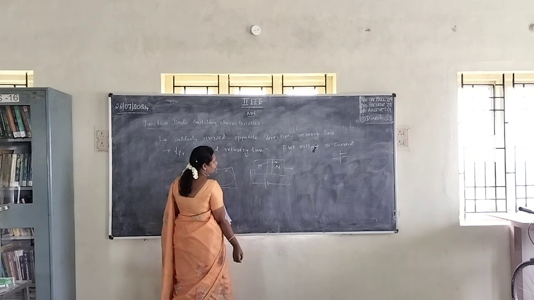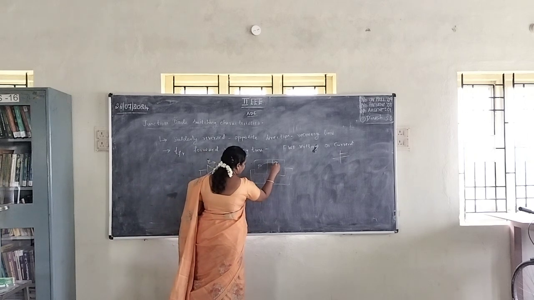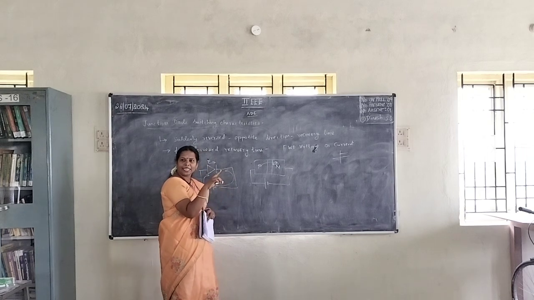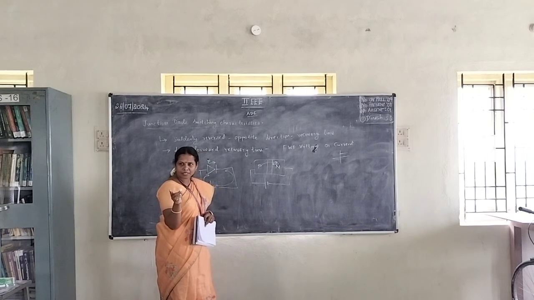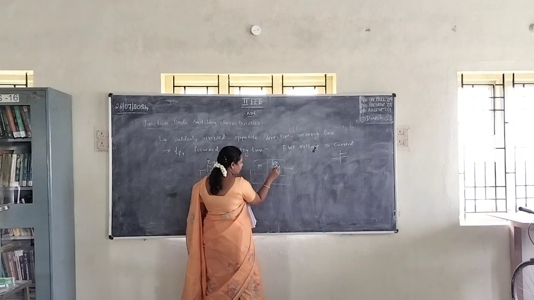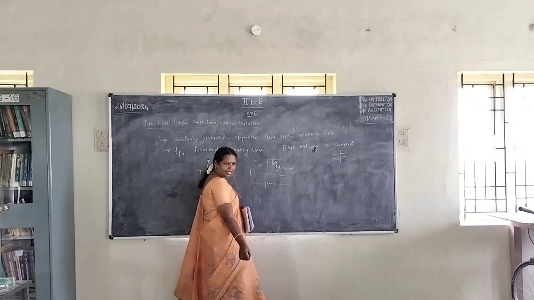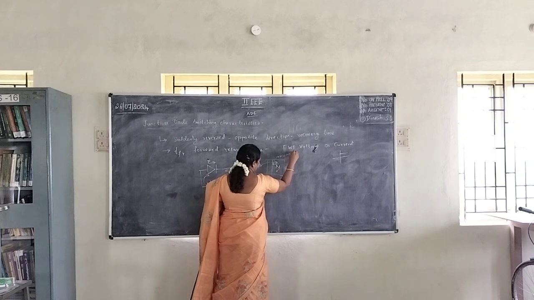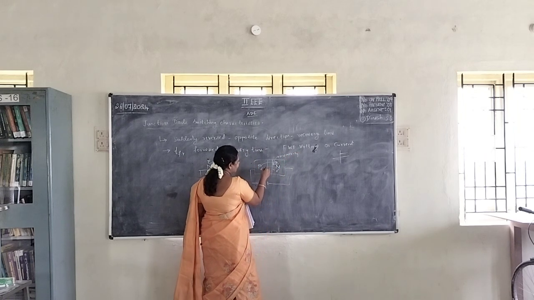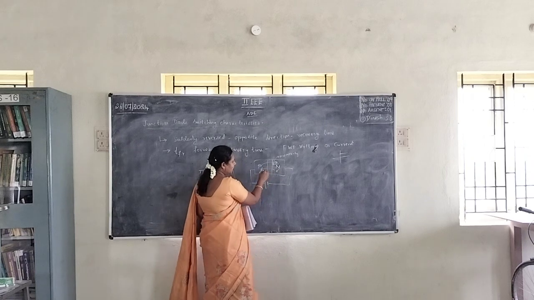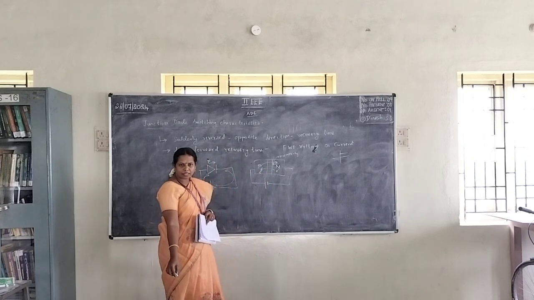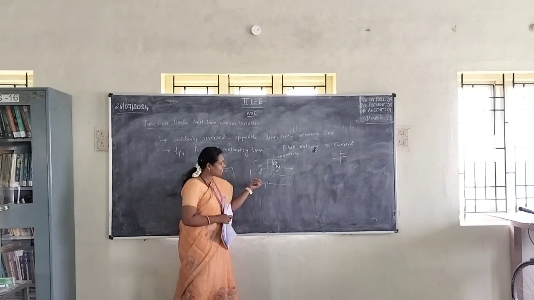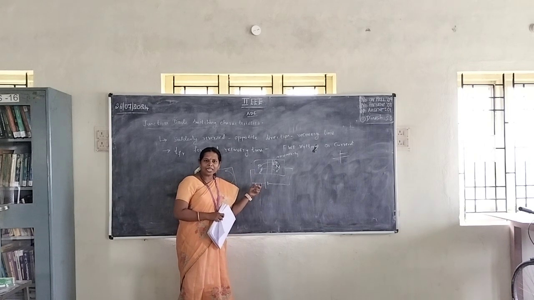And this source is n type. In n type, what are the minority carriers? Holes are the minority carriers, and electrons are the majority carriers. Similarly, here electrons are the minority carriers. So when we are in this period, we are going to change the bias, forward and reverse.